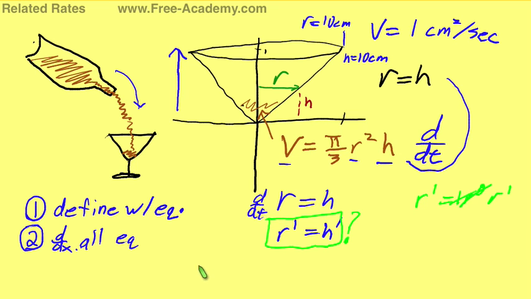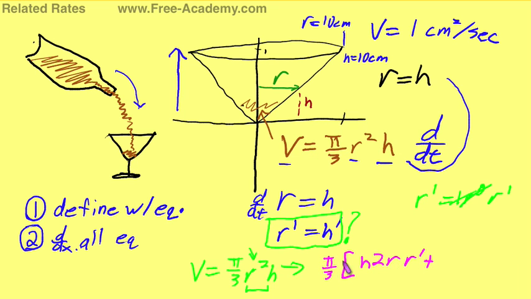The next equation, V equals pi over 3 r squared h. This is going to get a little bit more interesting because we're going to have product rule right there, we're going to have power rule, and we're going to have chain rule all in one. So we're going to just pull out the pi over 3 to begin with. And our product rule is going to be take the derivative of the r squared times regular h. Derivative of r squared is 2r r prime.